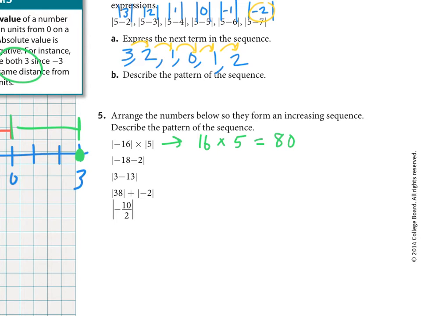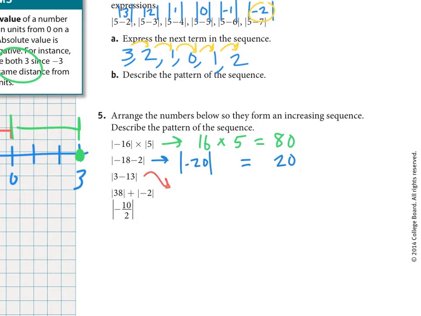Next one, we have the absolute value of negative 18 minus 2. So we need to simplify inside the absolute value first. So negative 18, right? Take away 2 more. We are at negative 20. Its absolute value, how far away is negative 20 from 0? It's 20 units away.